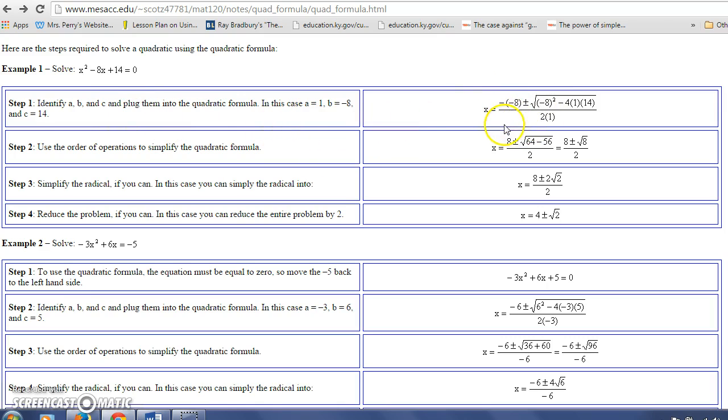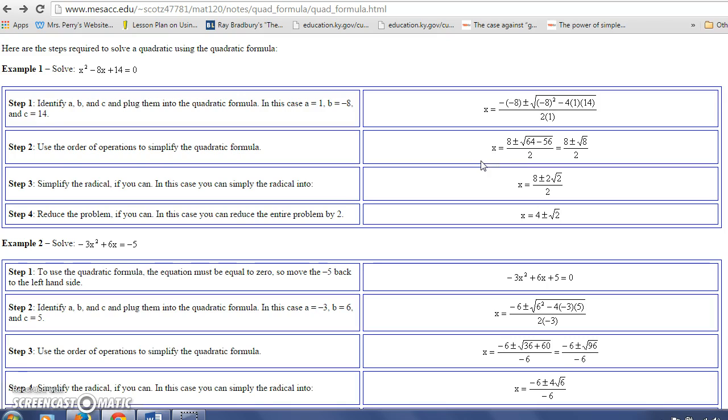So let's look at what that would look like if you plugged it into the formula. It would say x equals minus -8 plus or minus the square root of -8 squared minus 4 times 1 times 14 all over 2 times 1. After that, we want to use the order of operations to simplify the quadratic formula. So we have x equals 8 plus or minus the square root of 64 minus 56 over 2, and that can be simplified to read 8 plus or minus the square root of 8 over 2.